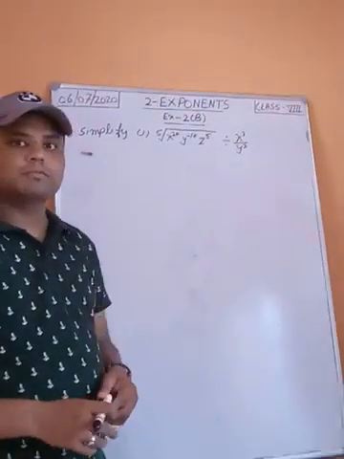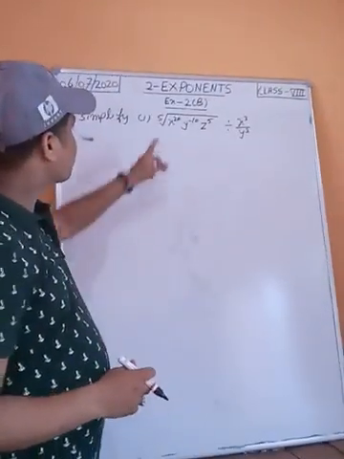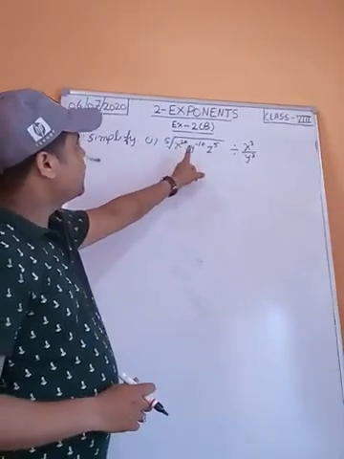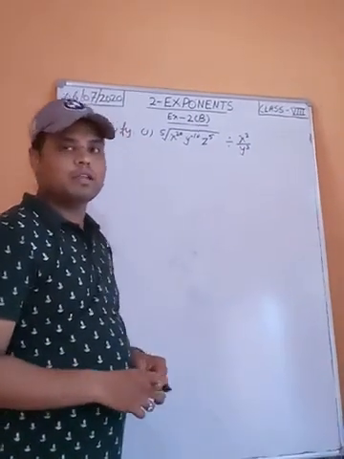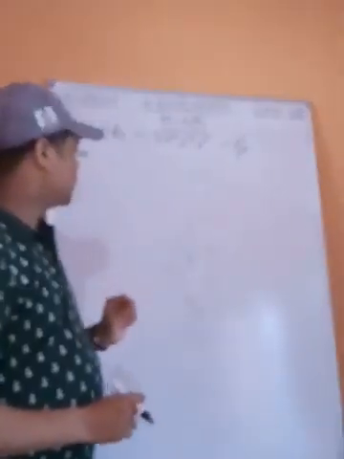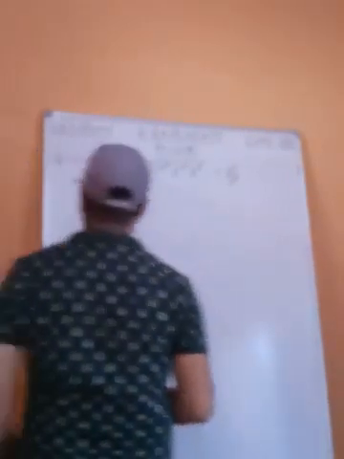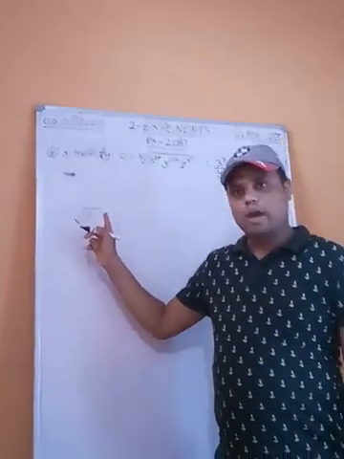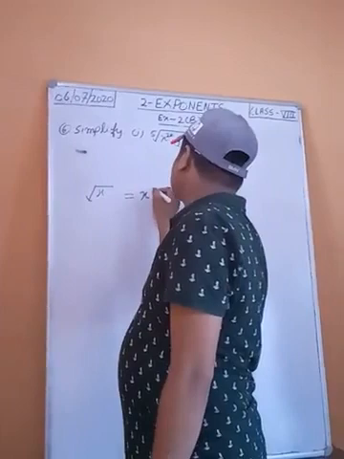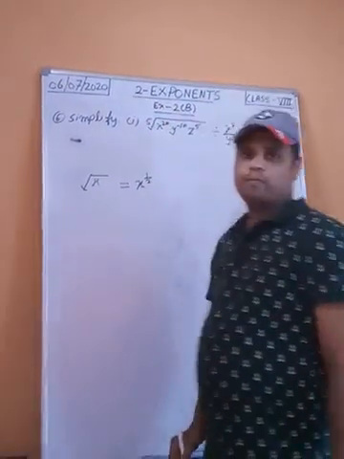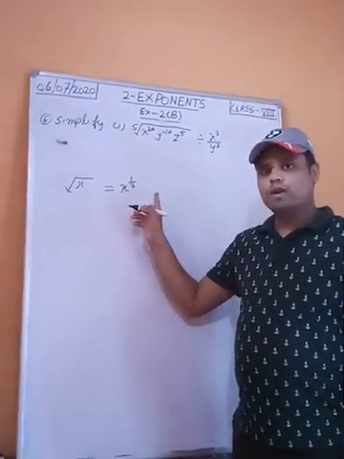Sixth question, simplify. The first part is under root. Here is fifth root of x raised to power 20, y raised to power minus 10, z raised to power 5, divided by x raised to power 3 upon y raised to power 3. First of all, listen to one concept. If x is written inside the root, you already know it means square root x. So for this we can write x raised to power 1 upon 2.